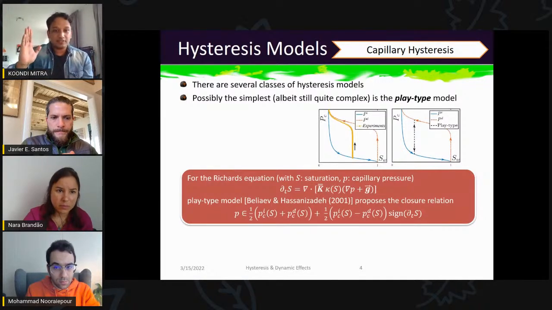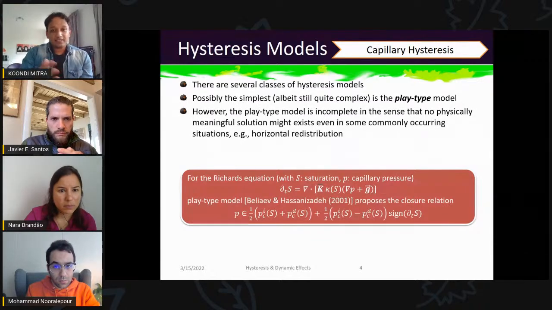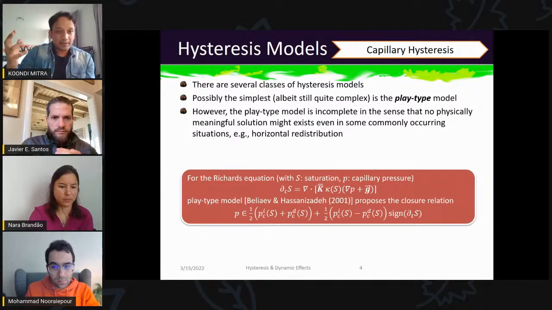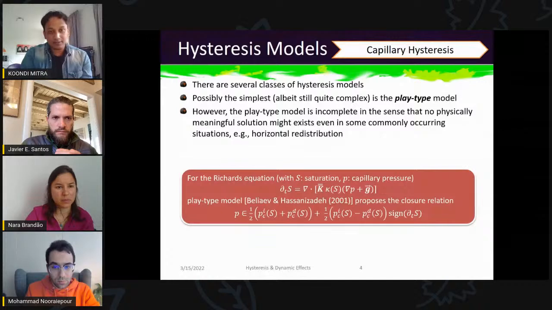Now the plate type hysteresis model approximates this curve by a vertical straight line. Now, of course, there are troubles associated with this approximation. For example, in a lot of situations like the horizontal redistribution I mentioned earlier, you don't get a meaningful physical solution out of the plate type hysteresis model. For example, your pressure can become indeterminate.